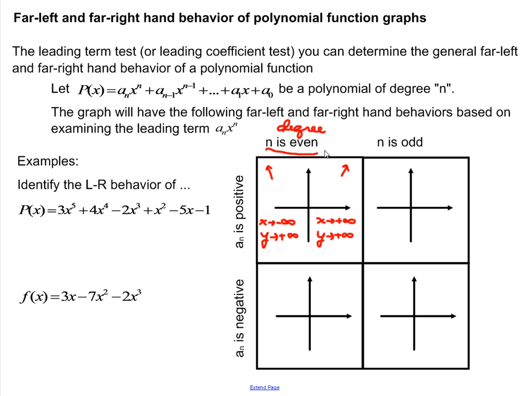On the other hand, if the degree is even, but we have a negative leading coefficient, then the behavior will be such that as we proceed to the left, the graph will go towards negative infinity, and as we proceed to the right, the graph will go towards negative infinity. So as x tends towards negative infinity, to the left, y tends towards negative infinity as well. And as x tends towards positive infinity, to the right, y tends to negative infinity again.